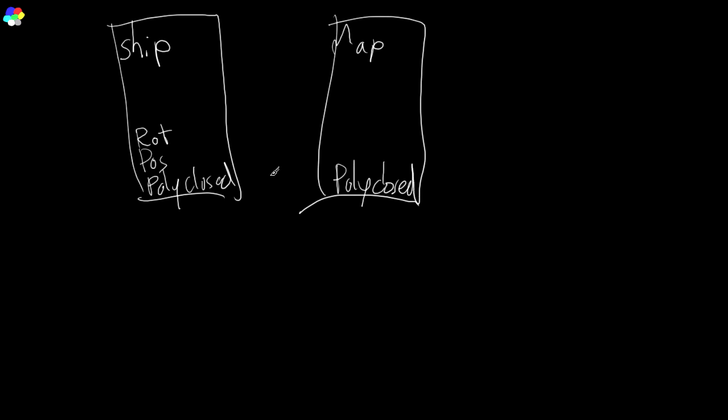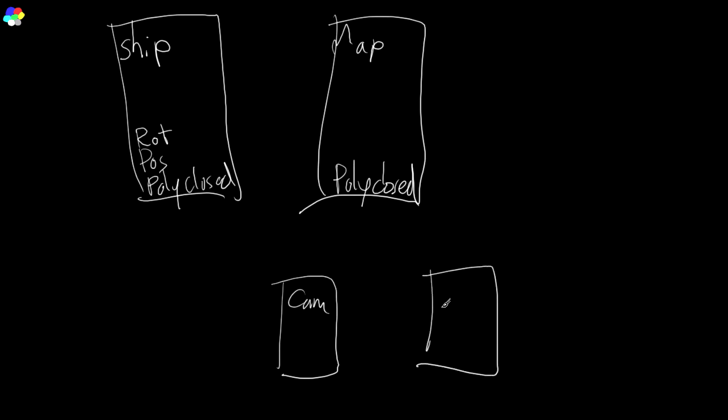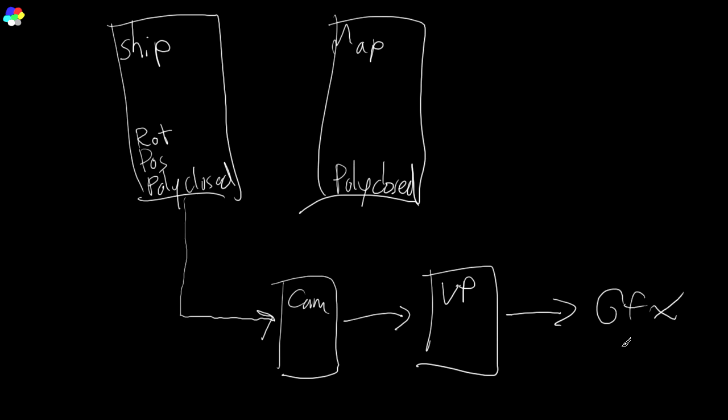And what else? Well, we're going to need a camera and a viewport, objects that we're going to use to transform our graphics from model space into screen space so that they can be drawn to our graphics object. But we're going to do it a little bit different than we did last time.